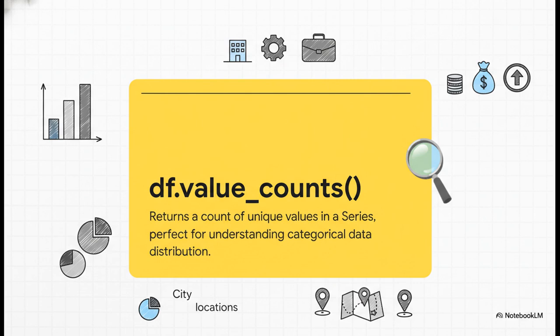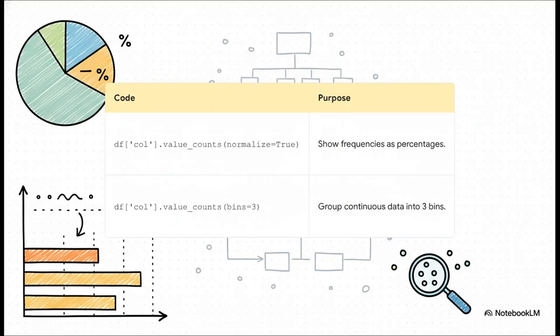And the third member of our trio is df.value_counts. This is your absolute go-to for any categorical column. Think things like department names, salary levels, product categories. It instantly gives you a head count for each unique value, so you can see the distribution and spot any imbalances right away. And don't sleep on value_counts, it's more powerful than it looks.